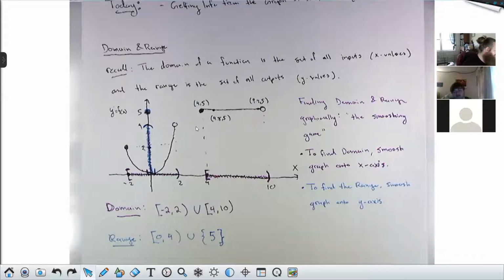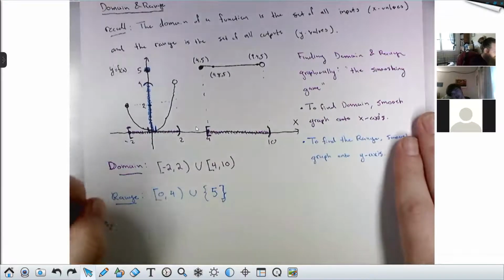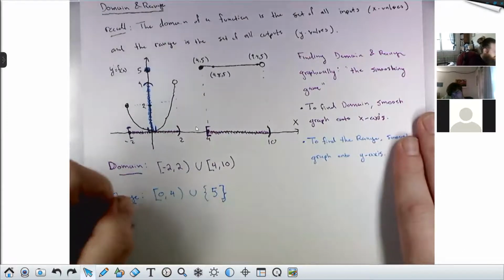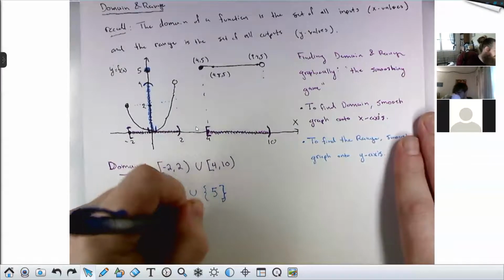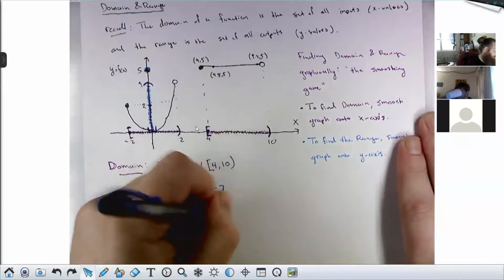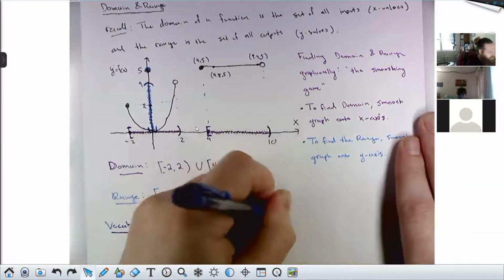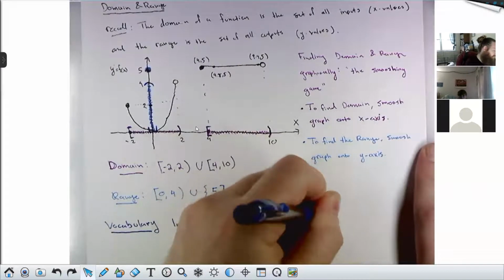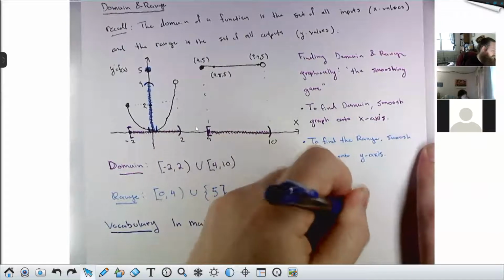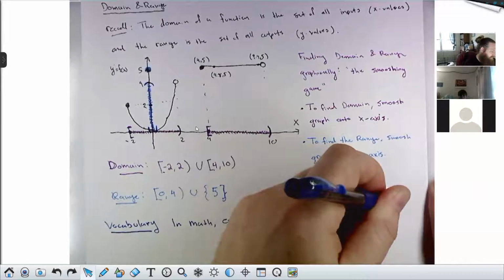Before I move on, let me just share with you a little piece of vocabulary. In math, especially calculus, if we ask, where is something?